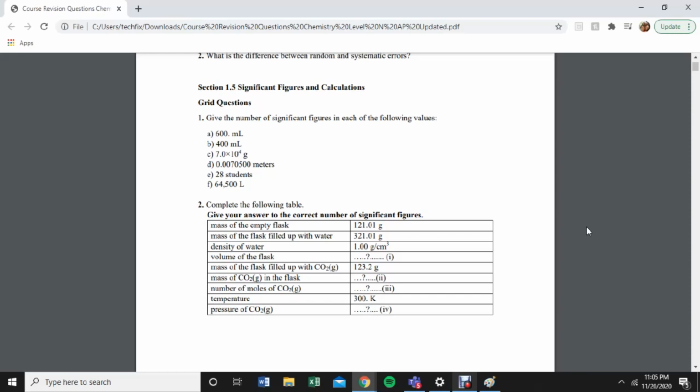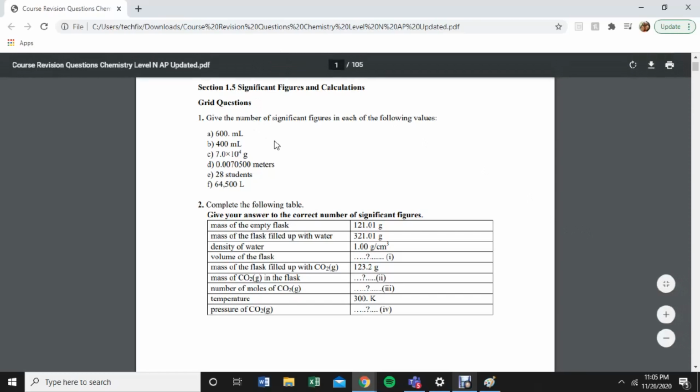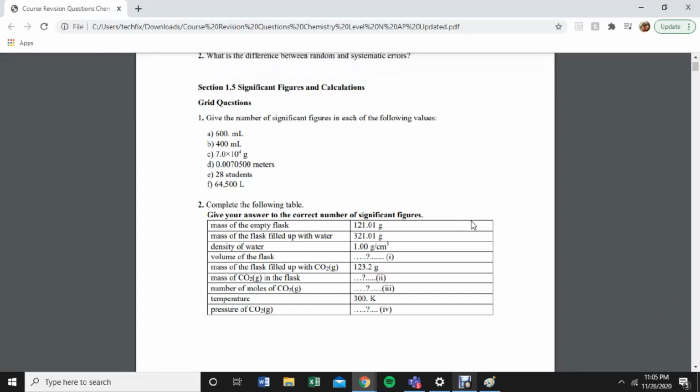Zeros to the left never count. Just remember that, zeros to the left never count. Zeros to the right only count whenever you have a decimal point in the number. So if there's no decimal point in the number, you ignore zeros to the right, okay?